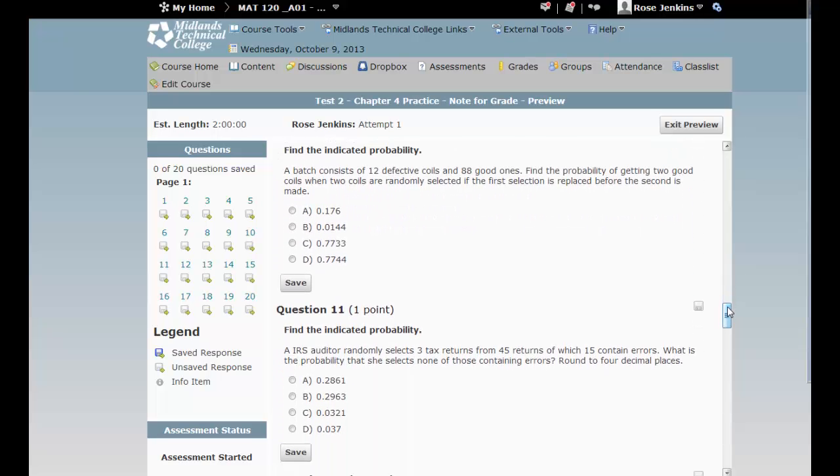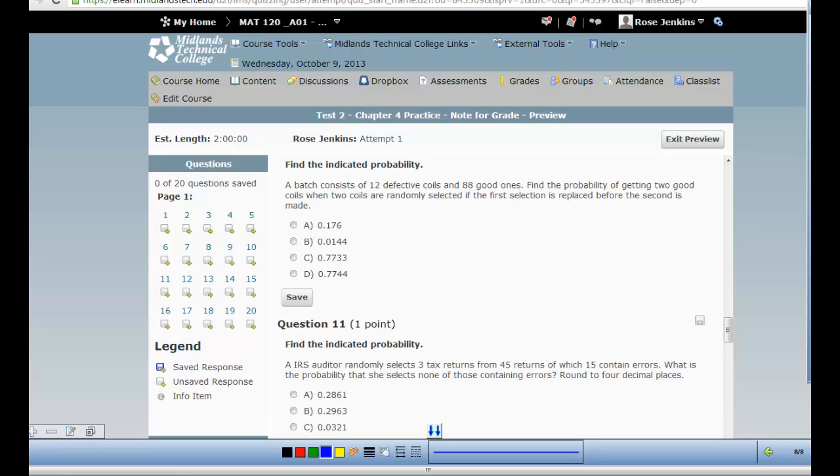A batch consists of 12 defective coils and 88 good ones. Find the probability of getting 2 good coils when 2 coils are randomly selected if the first selection is replaced before the second is made. Okay, which rule? Well, first, what are we looking for? Probability of 2 good coils. Very good. If we had to restate that using our keywords, we would say what? Good and good.